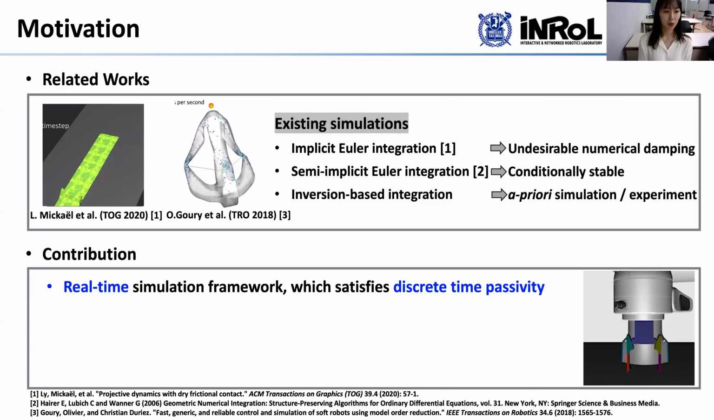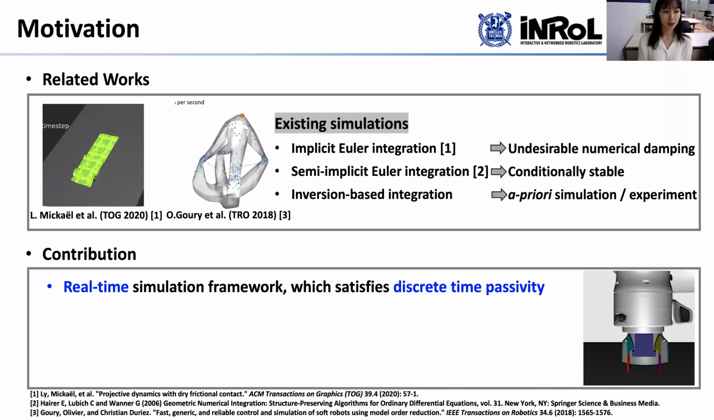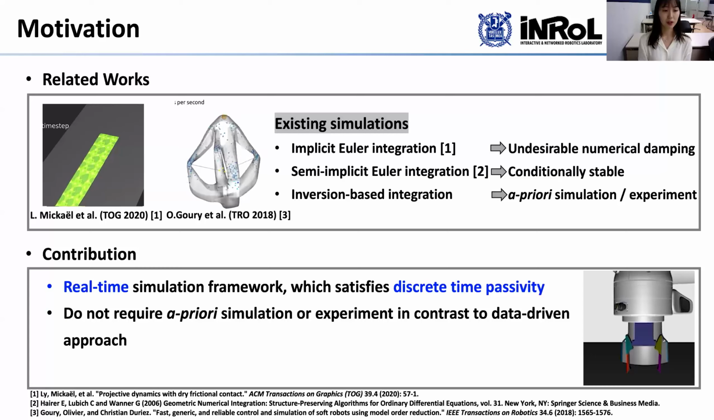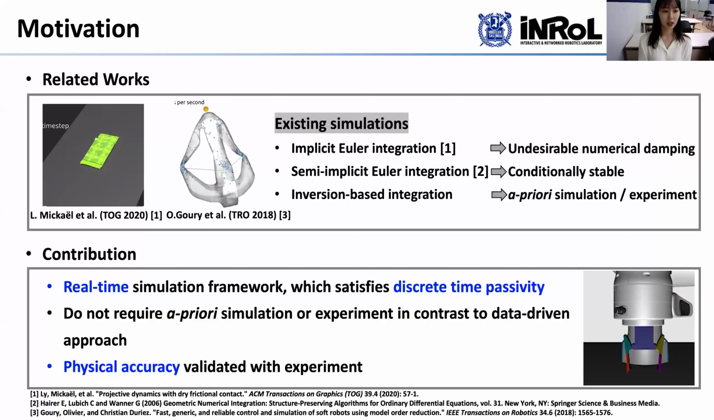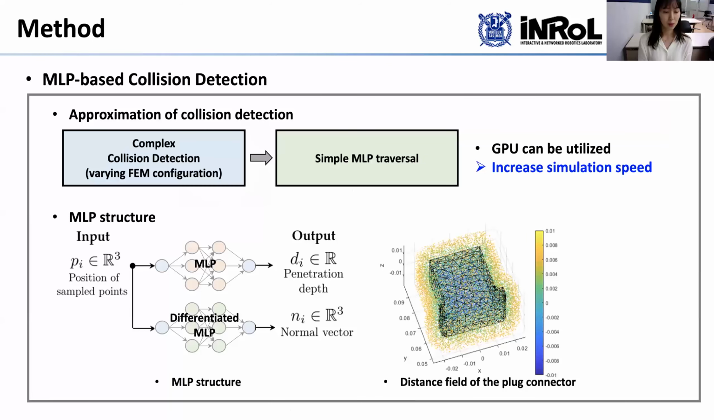In this paper, we developed a real-time simulation framework of snap connection, which satisfies discrete time passivity. It does not require a priori simulation, and physical accuracy is validated with experiment. To achieve this, we approximated the time-consuming complex collision detection process into a simple MLP traversal and utilized GPU to enhance the simulation speed. As the position on the FEM surface is given as input, penetration depth is computed after traversing the network, and the normal vector is calculated from the differentiated network.